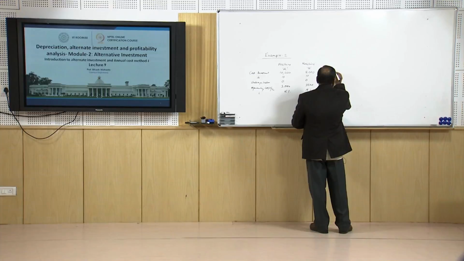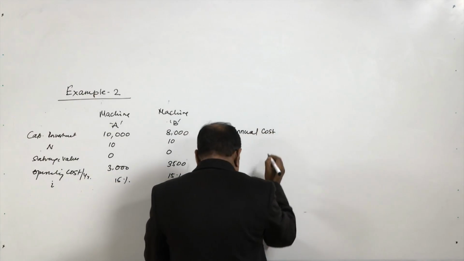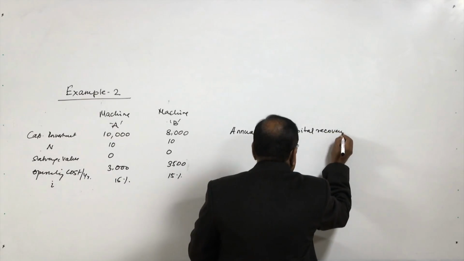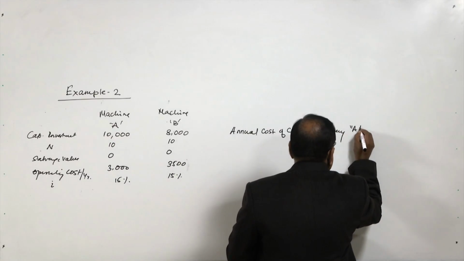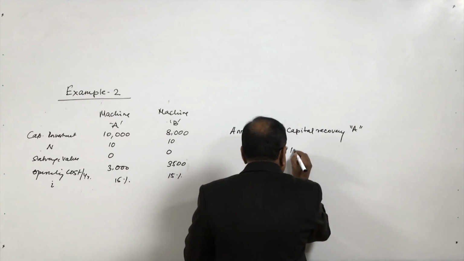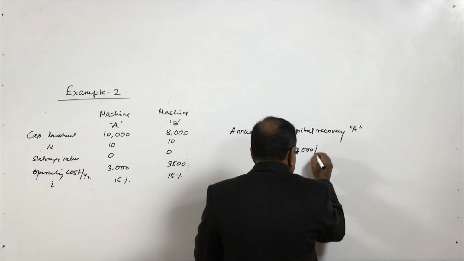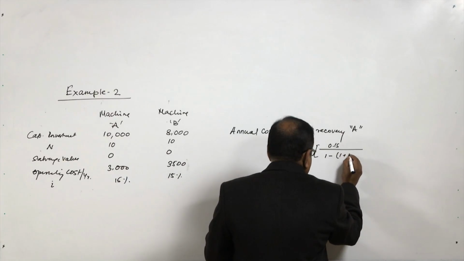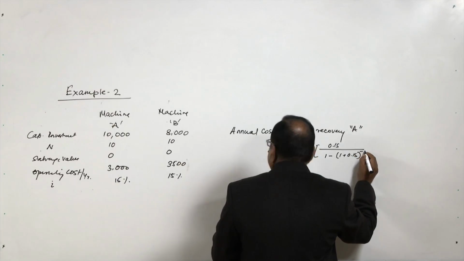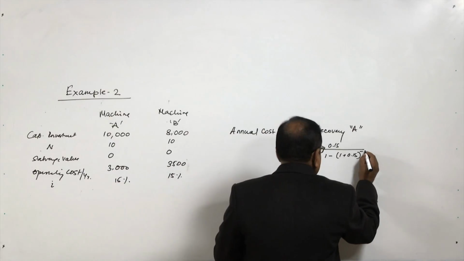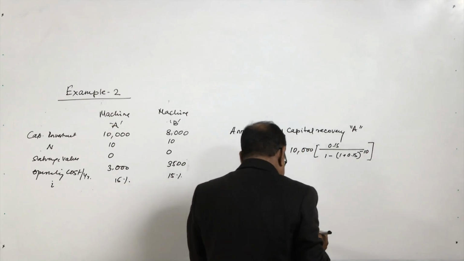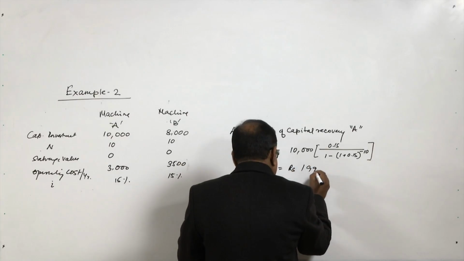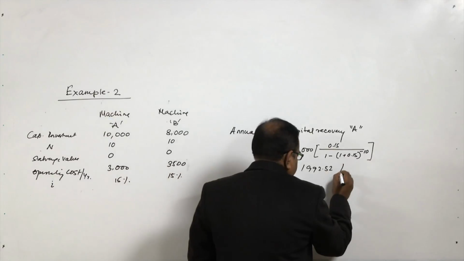Now, annual cost of capital recovery for A is equal to 10,000 into 0.15, the value of I, divided by 1 minus 1 plus 0.15 to the power minus 10. Now, this comes out to be rupees 1992.52, and this unit is per year.